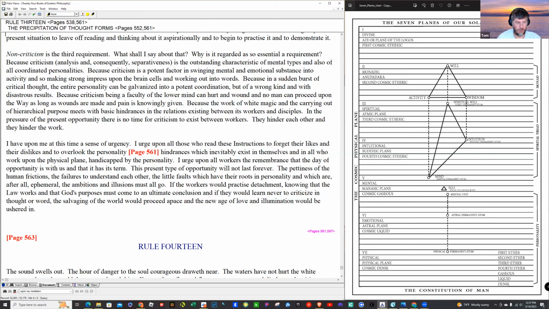The pettiness of the human frictions, the failures to understand each other, the little faults which have their roots in personality and which are, after all, ephemeral, the ambitions and illusions must all go. If the workers would practice detachment, knowing that the law works and that God's purpose must come to an ultimate conclusion, and if they would learn never to criticize in thought or word, the salvaging of the world would proceed apace, and the new age of love and illumination would be ushered in. And there concludes Rule 13.